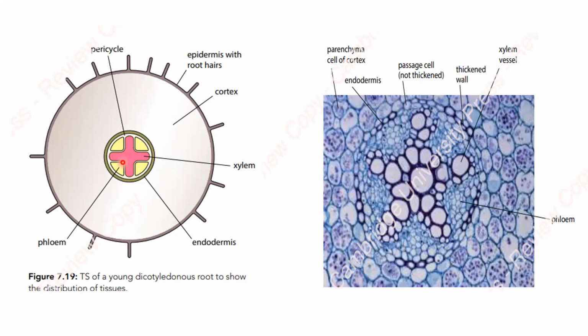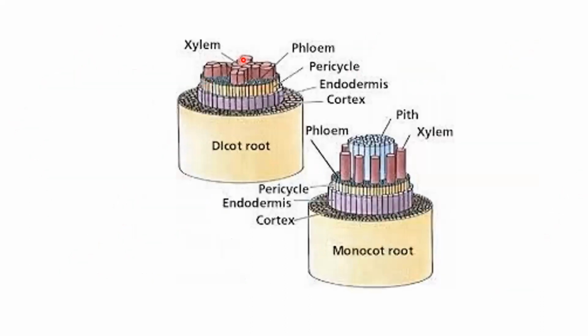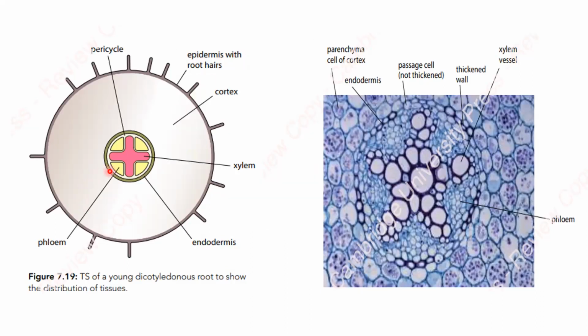Look at the xylem, the X-shaped xylem in the center, the plus-shaped xylem, completely surrounded by the phloem, then completely surrounded by the pericycle and the endodermis. And then, like I told you, pericycle and endodermis are one cell thick, and then the cortex can be a large number of cells, and then the epidermis one cell thick with the root hair cells sticking out.